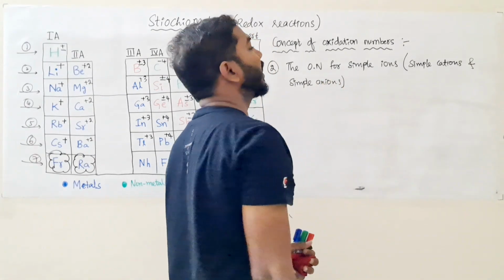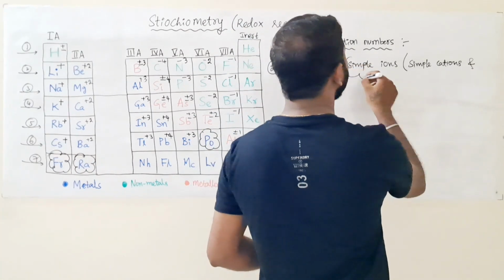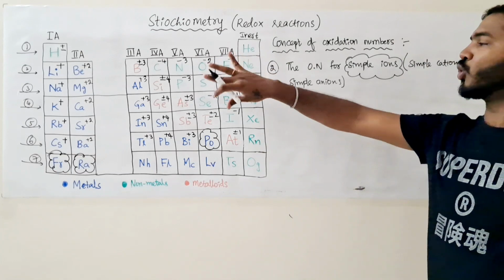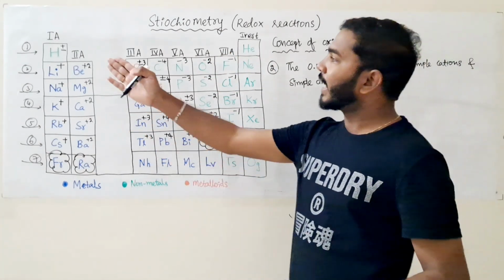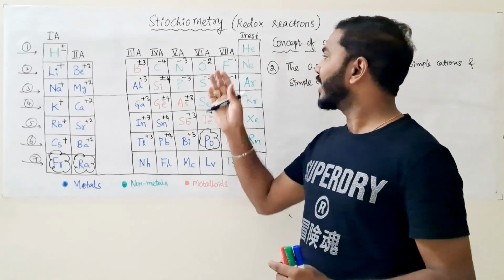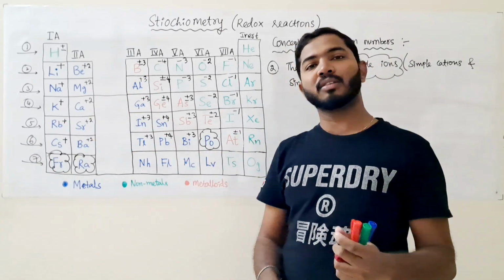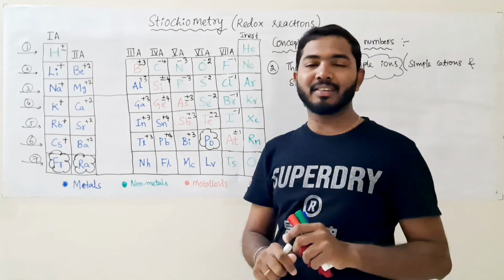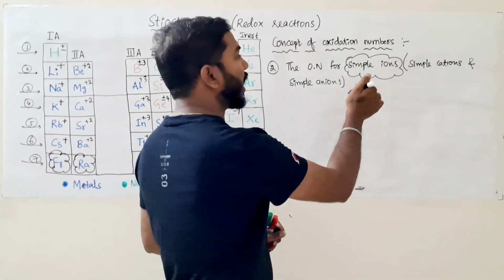So what do you mean by this? Okay, actually what is the meaning of simple ions? Simple ions are nothing but, you can see here so many ions in this periodic table. Li plus is a simple cation, F minus is a simple anion, and similarly Na plus, simple cation, Cl minus, simple anion. So what we can understand from this simple ions concept is the ions.